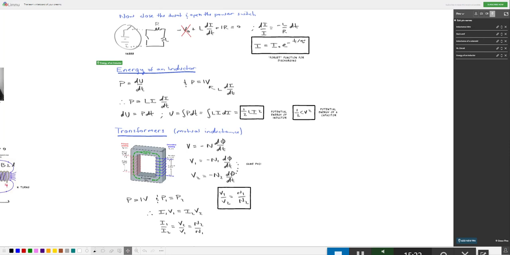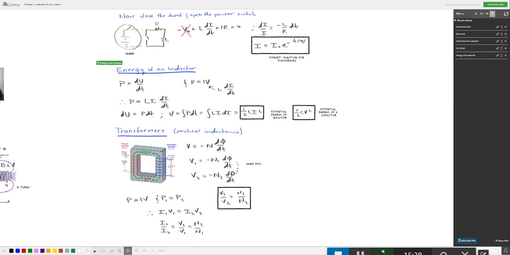All right, the energy of an inductor. I'm using a different symbol for energy now. Before we've used PE for potential energy, or just E for energy. Your textbook uses U, and I think that's good because we've been using E for electric field in these chapters.